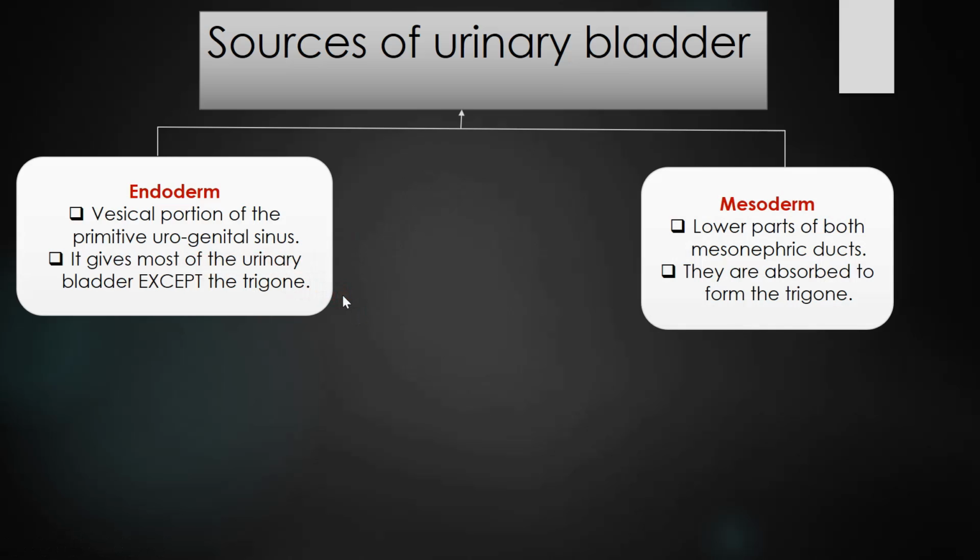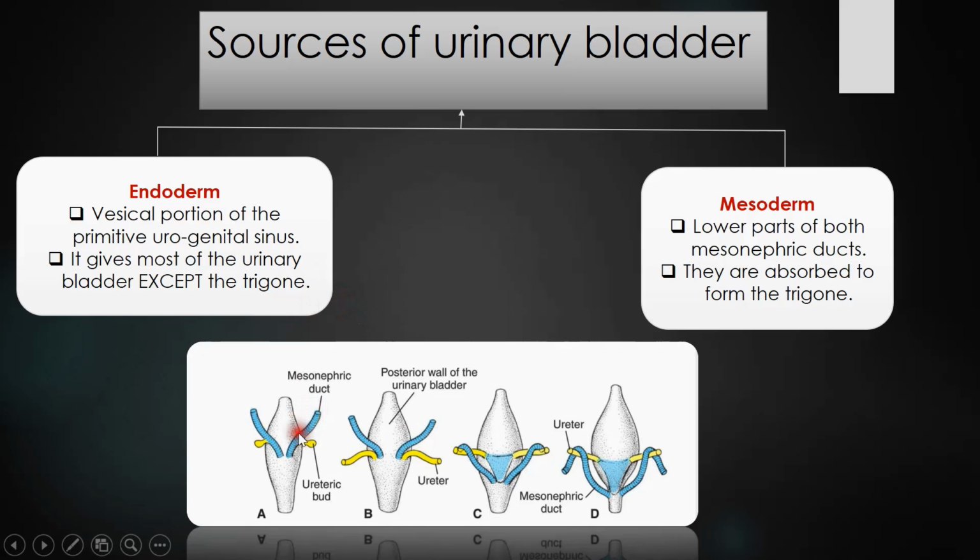How is the trigone formed? I have two mesonephric ducts of the mesonephric kidneys. The lower ends of these two mesonephric ducts, which are mesodermal in origin, will be absorbed at the back of the cloaca, or the back of the urinary bladder. So the other source of the urinary bladder is mesodermal in origin, and this mesoderm results from the absorbed lower parts of both mesonephric ducts into the posterior wall of the urogenital sinus to give the trigone, which is found in the posterior wall of the urinary bladder.